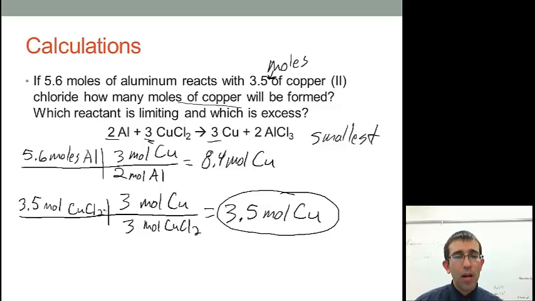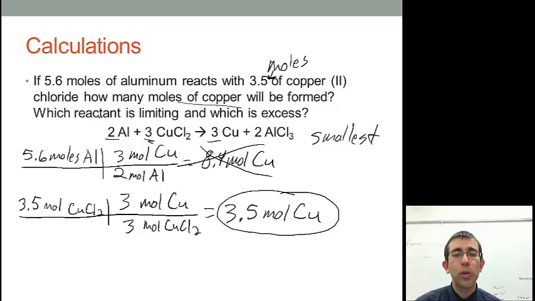So based on the amount of copper chloride we started with, we can make 3.5 moles of copper. Based on the aluminum, we could make 8.4 moles of copper. But since we're putting both of these together, as these start to react, you're making copper. Once you get to 3.5 moles of copper, all of this copper chloride is gone. It's used up. And so we can never get to this number. So whatever's your smallest, circle it. You can just cross out the bigger one. So now we know how much copper we made.